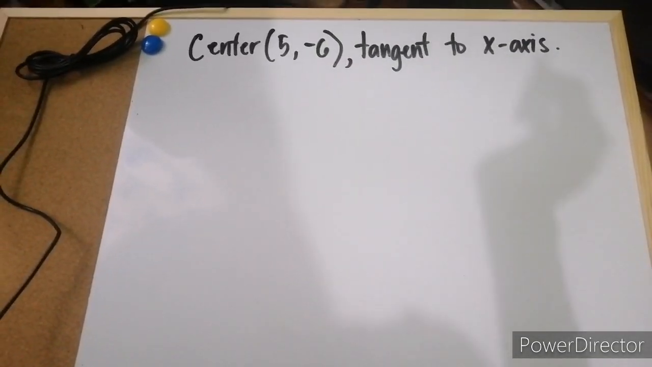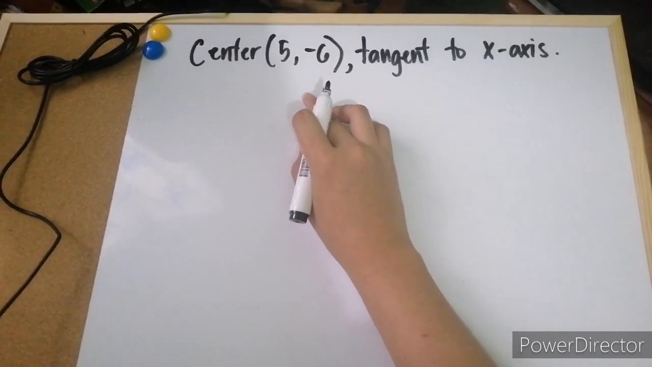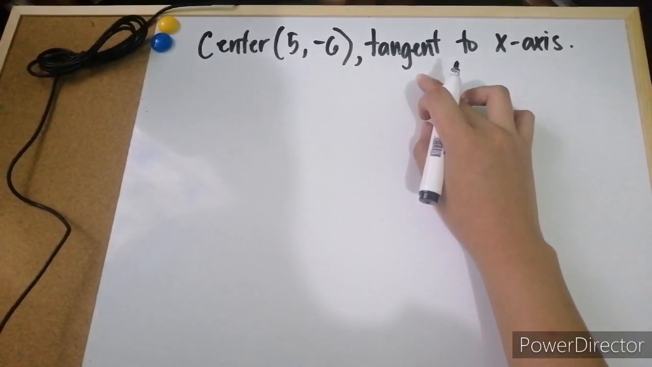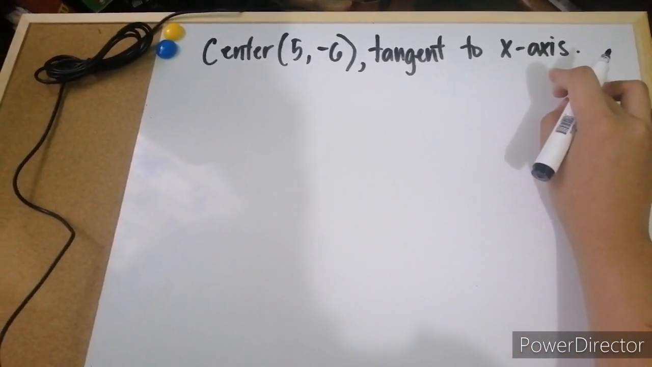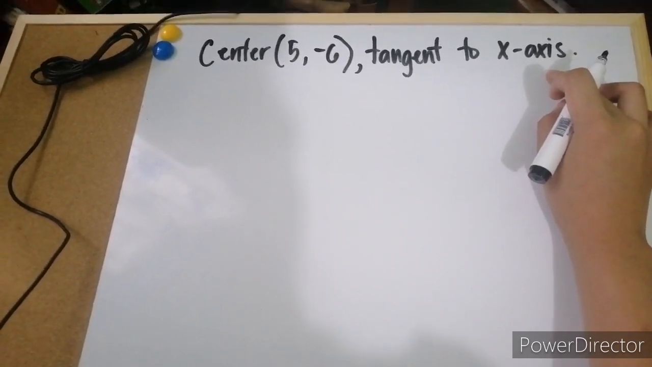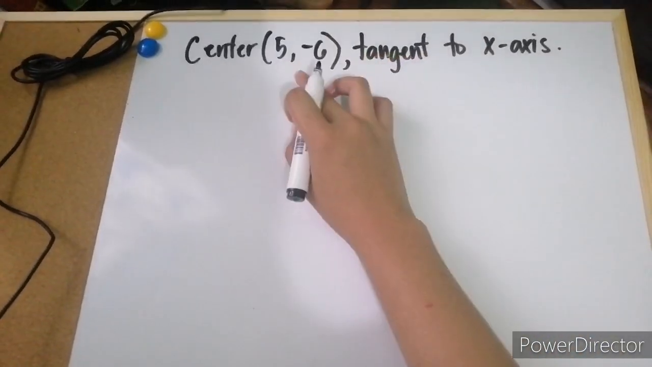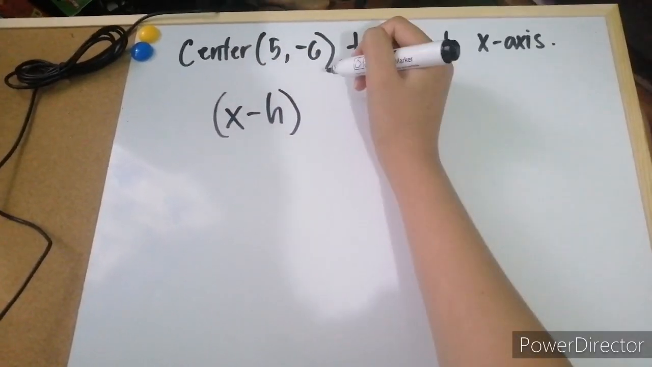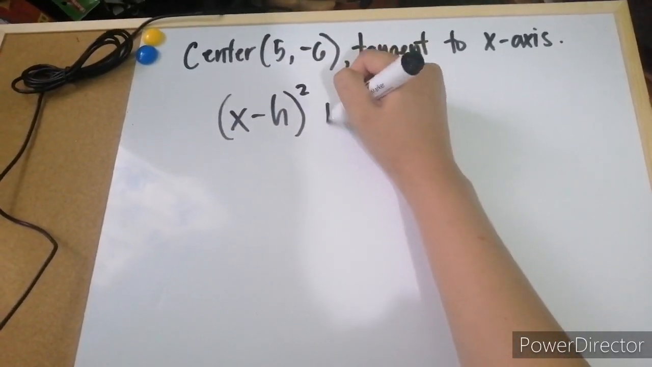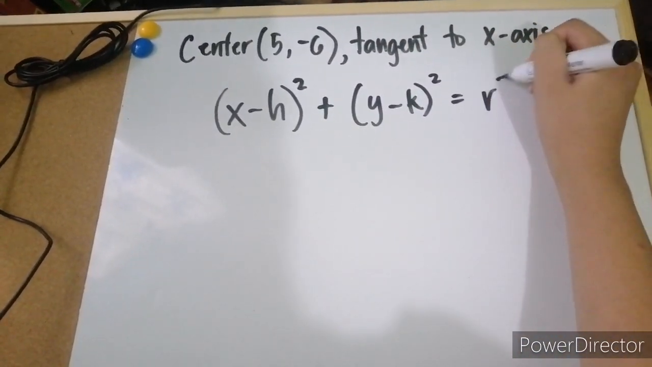Another example. Our center is still the same, with coordinates 5 and negative 6. However, the difference is that we have a circle that is tangent to the x-axis. In the previous example, we had the y-axis. Now the circle is tangent to the x-axis. Since our center is not at the origin, we are going to use this equation: (x - h) squared plus (y - k) squared is equal to r squared.